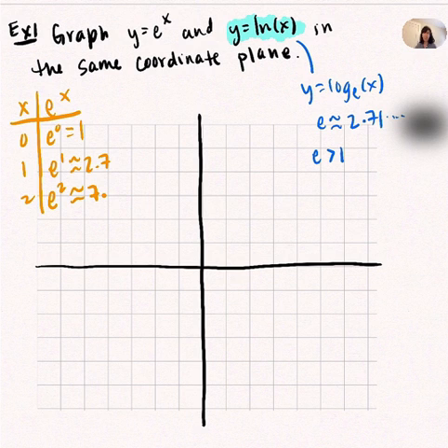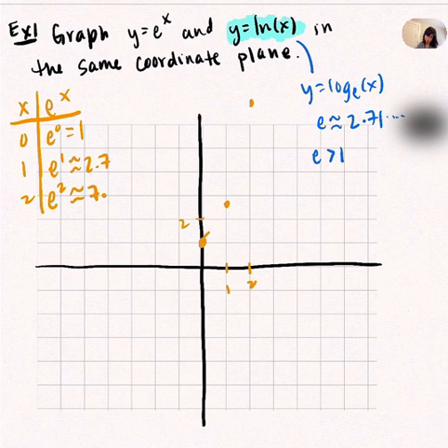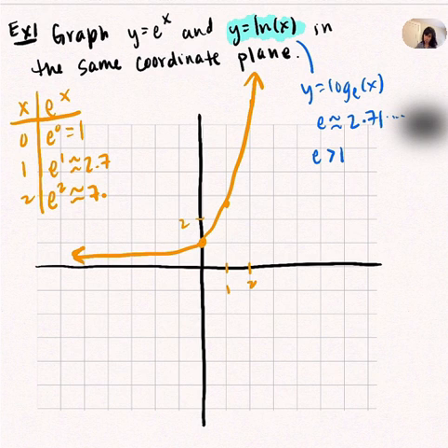And so I can plot some points here. I get the point (0, 1). We know (0, 1) is on all of these basic exponential functions. And then we get (1, 2.7) about. So 1, here's 2, 2.7 is about right there. And then when we plug in 2, we get about 7, which is way up here. Okay, so we get this graph that looks like this for e to the x. And that's a little bit more accurate than the one I originally did.